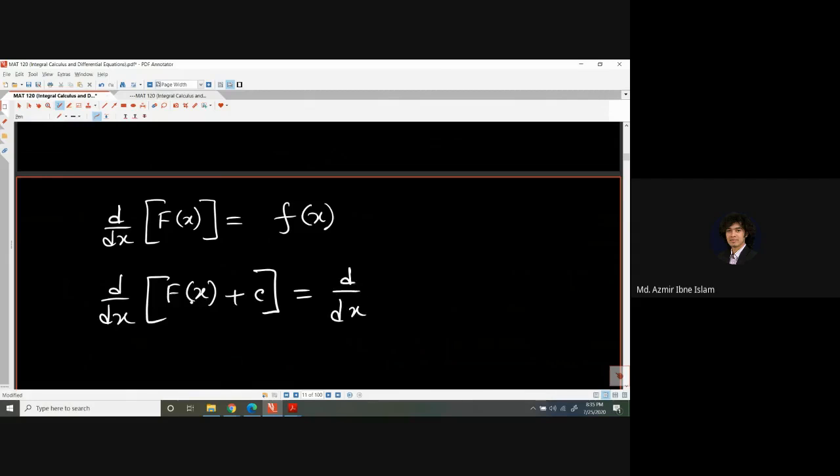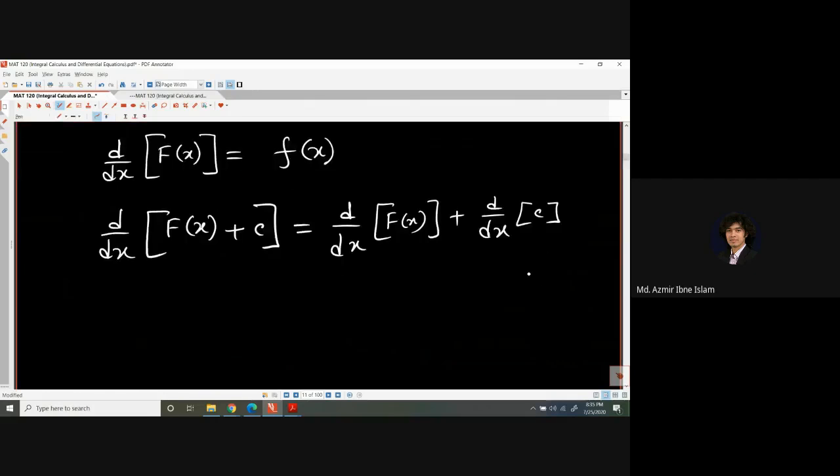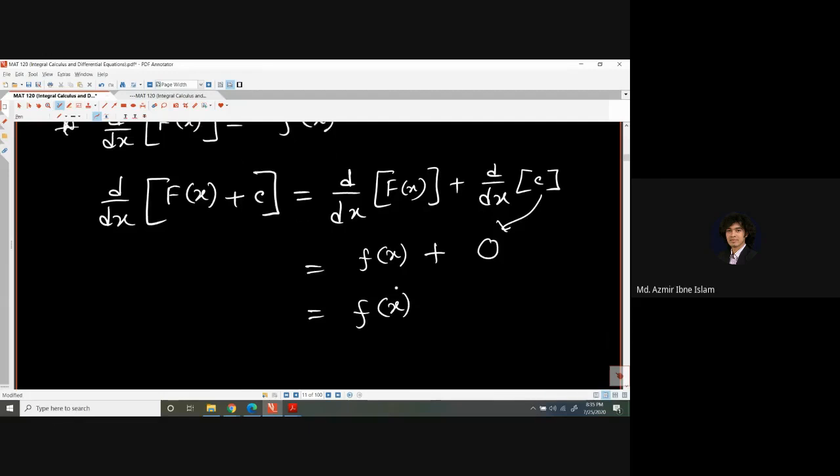So actually it is not affecting our result, because we know that in differentiation, if we have several parts, using the sum rule of differentiation, we can separate this one: d/dx of capital F(x) and d/dx of a constant. You know that d/dx of F(x) is actually the original function, and d/dx of any constant will give you a value 0. So finally, what are we getting? We are getting a small f(x).